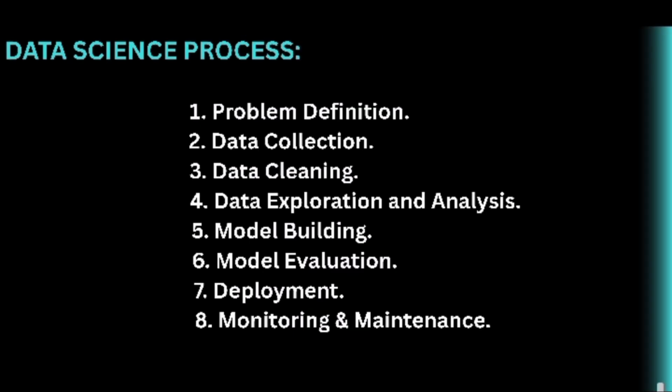Steps in data science process. This slide shows the main steps data scientists follow. First, understand the problem, then collect the right data, clean the data to fix errors, look closely at the data to find patterns, build a model to make predictions, check if the model works well, use the model in real life, keep watching and improving it.